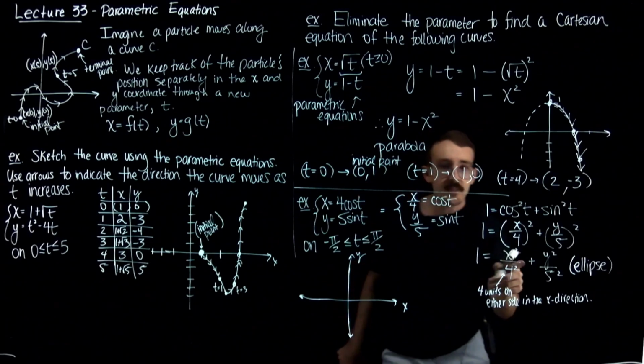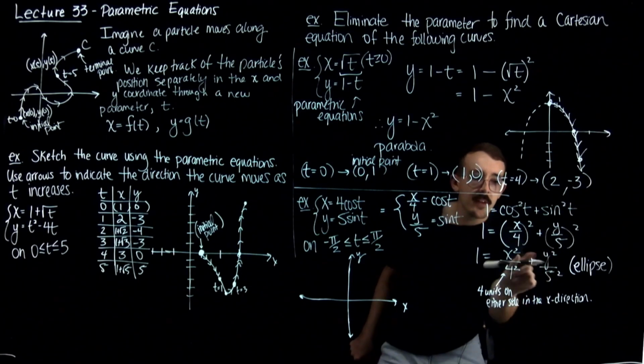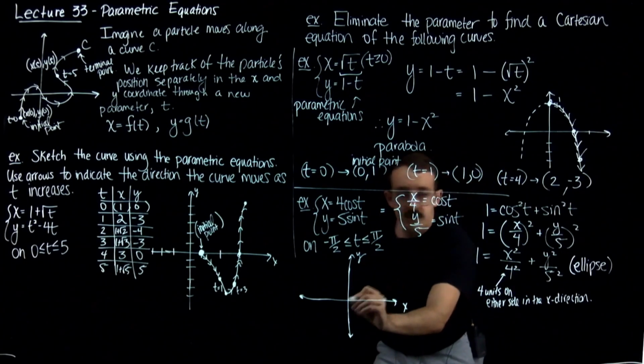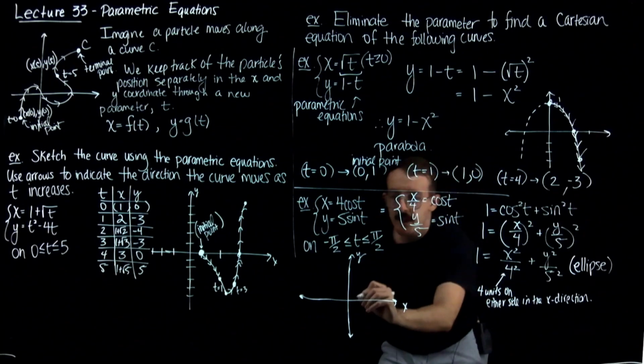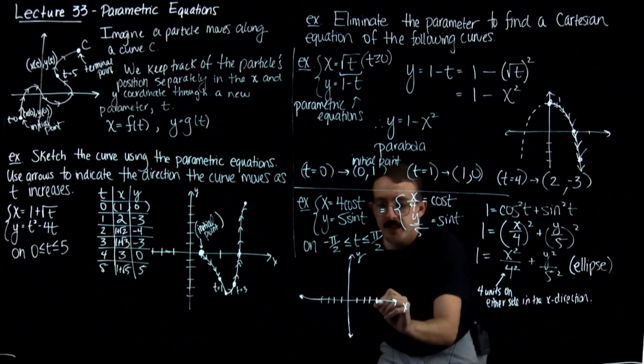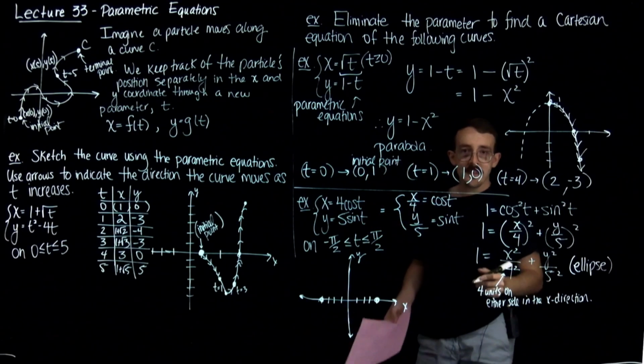So the center for this is 0, 0, because you don't have any value being added or subtracted to the x and the y here. So the center is at 0, 0. And from the center 0, 0, you're going to count out 4 units in the x direction. So it's 1, 2, 3, 4. 1, 2, 3, 4. And this gives us initial points right there and there.